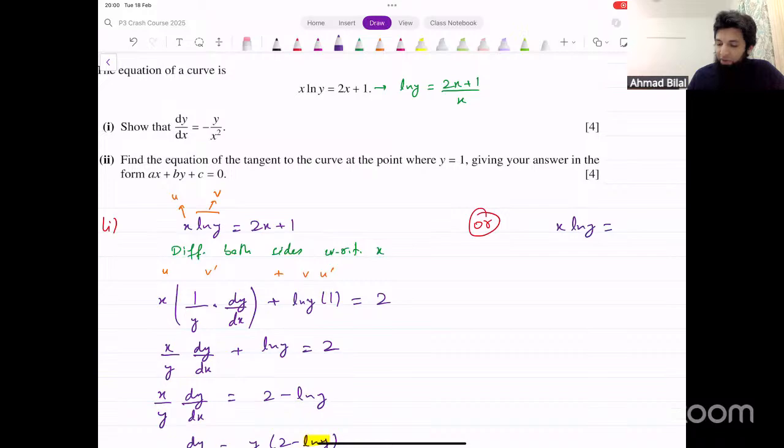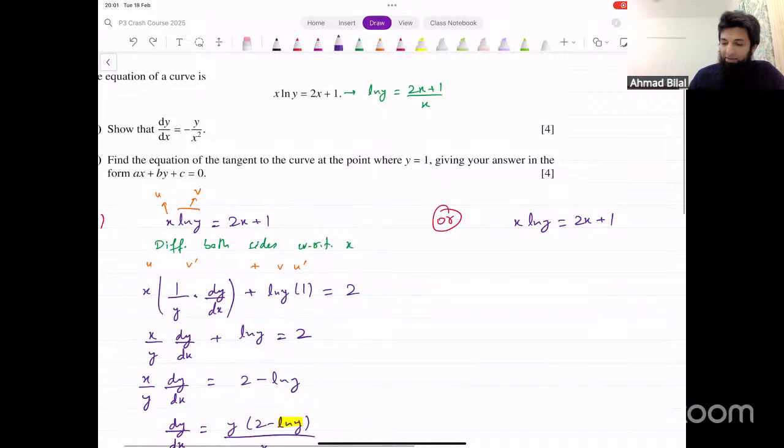You can first of all take this x to the other side. Yes, Ibrahim, that's correct. So you can take x to the other side, and that will simplify this process. ln y equals, if we divide by x on the other side, you get 2x over x. What's that? That's just 2 plus 1 over x. And you differentiate it at this point now. Let's differentiate both sides with respect to x after this.